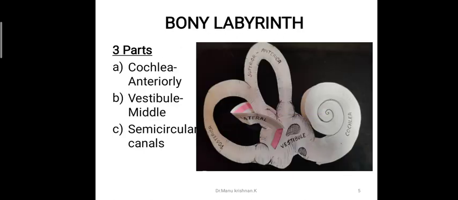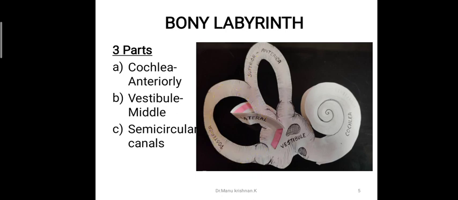So let's discuss the bony labyrinth in detail. The bony labyrinth is composed of three parts: the cochlea anteriorly, the vestibule in the middle, and the semicircular canals in the posterior part. Here you can see the white colored part that represents the bony labyrinth. This over here is the cochlea, the vestibule, and the semicircular canals.